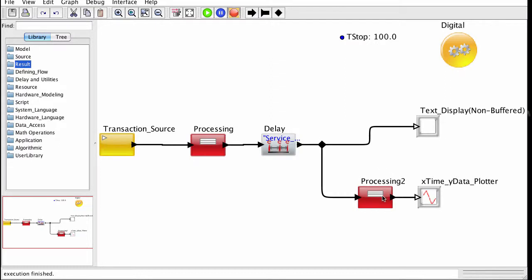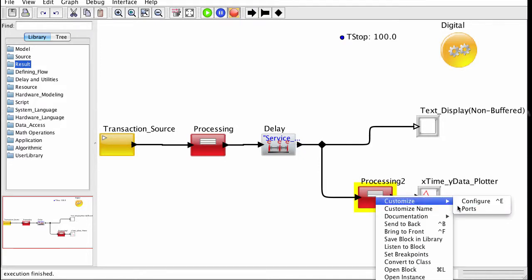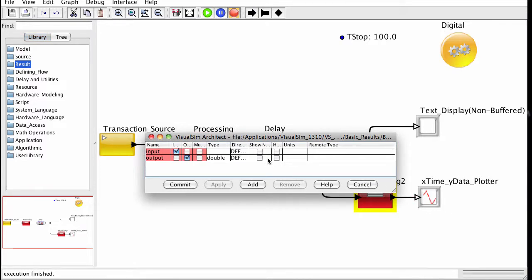Now, one thing about the latency plot is that the X time Y data plotter has an input port of type double. So we need to make sure that the output port for this processing block is of the same type, which is of type double.